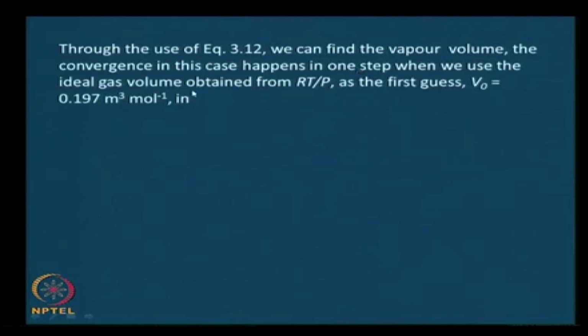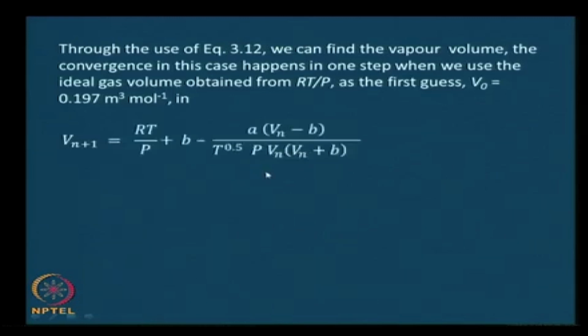When we use the ideal gas volume, if we look at RT by P as the initial guess, V0, which is the initial guess, turns out to be 0.197 meter cubed per mole, and this is the equation that we considered for the iteration.